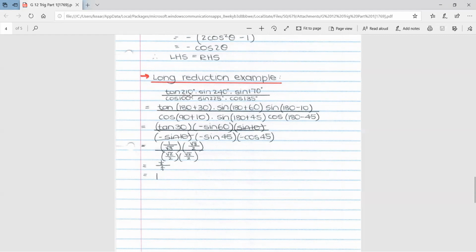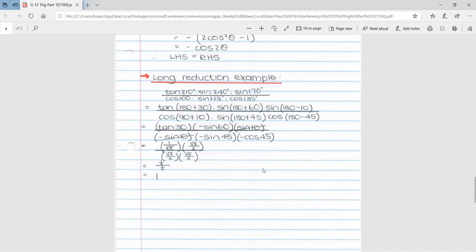So we're going to change tan of 210 to tan of 180 plus 30. Sine of 240 can be changed to 180 plus 60. Sine of 170 can be changed to 180 minus 10. Cos of 100 can be changed to cos of 90 plus 10. Sine of 225 can be changed to 180 plus 45. And cos of 135 can be changed to 180 minus 45. So now we're going to get rid of the 180s and reduce them. We've got here 180 plus an angle. 180 plus an angle is in the third quadrant, and tan is positive in the third quadrant. Therefore, we'll have tan of 30.